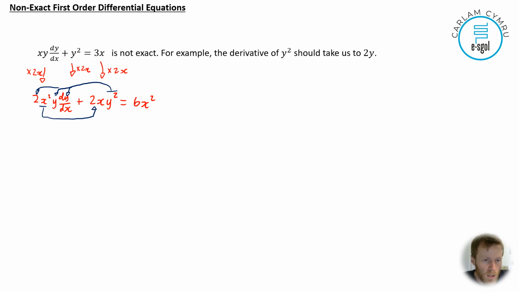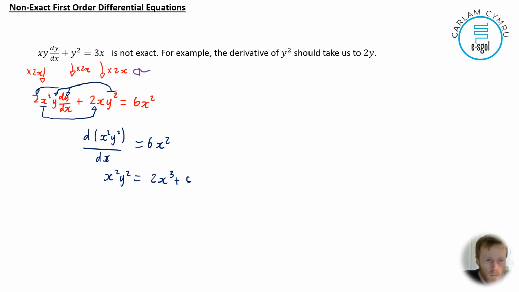So it's looking like we can now apply the reverse of the product rule. We get the derivative of x squared y squared with respect to x equals 6x squared. So if I integrate both sides, that gives me x squared y squared equals 2x cubed plus c.